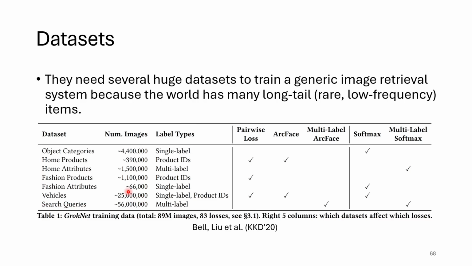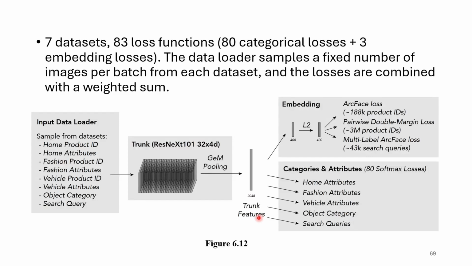They composed a very large dataset containing 89 million images, and there are 83 loss functions. Why do they need to create such a huge dataset? Because there are many long tail, or low frequency, images in the world. They still need to cover those images.